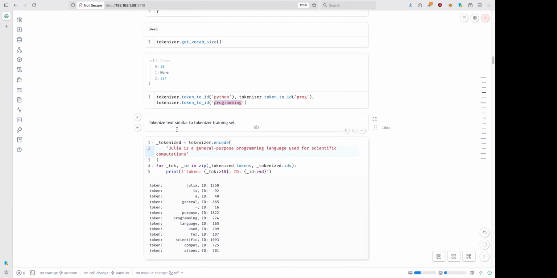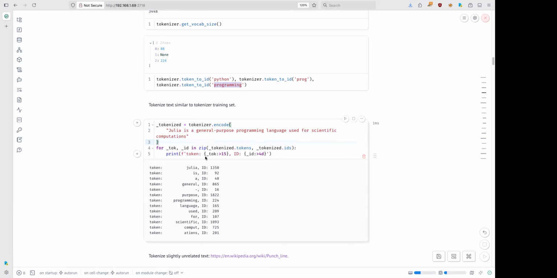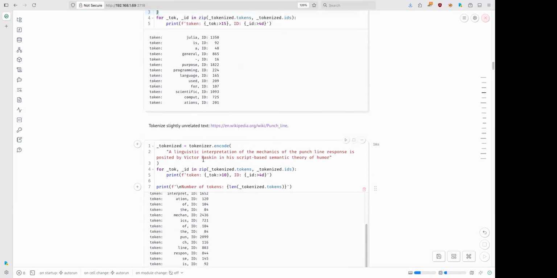Yet, somehow, we can tokenize it. We see that Julia is its own token, probably because Julia is mentioned on Python's Wikipedia page, as a general purpose programming language used for scientific computation. So we managed to tokenize a piece of text that does not appear in the original dataset. This is basically what tokenizers are for. You train them on a particular dataset and apply them to other unseen datasets. This is what machine learning is about.